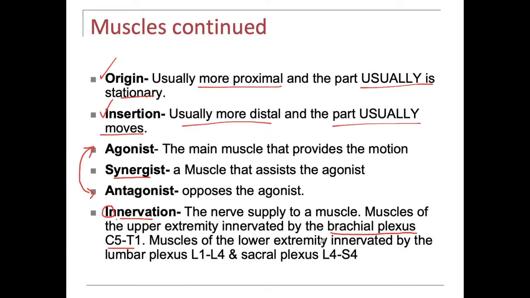The muscles of the lower extremity, right, from the hips down to the toes, there are two plexi for that. There's the lumbar plexus and the sacral plexus, both in the lower back. The lumbar plexus is from L1 to L4, and the sacral plexus is from L4 to S4.